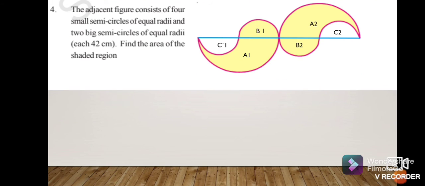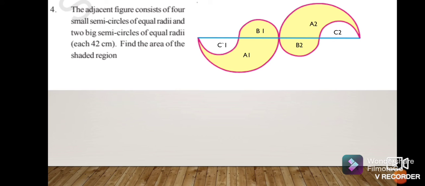Now let us see one more important sum. The adjacent figure consists of 4 small semicircles of equal radii and 2 big semicircles of equal radii. Find the area of the shaded region. So just observe the figure carefully and note down the markings. That is A1, A2, B1, B2, C1, C2. So here A1, A2 are the bigger semicircles. B1, B2 and C1, C2 are the smaller semicircles. Those are 4 and these two are 2. That only they are given.